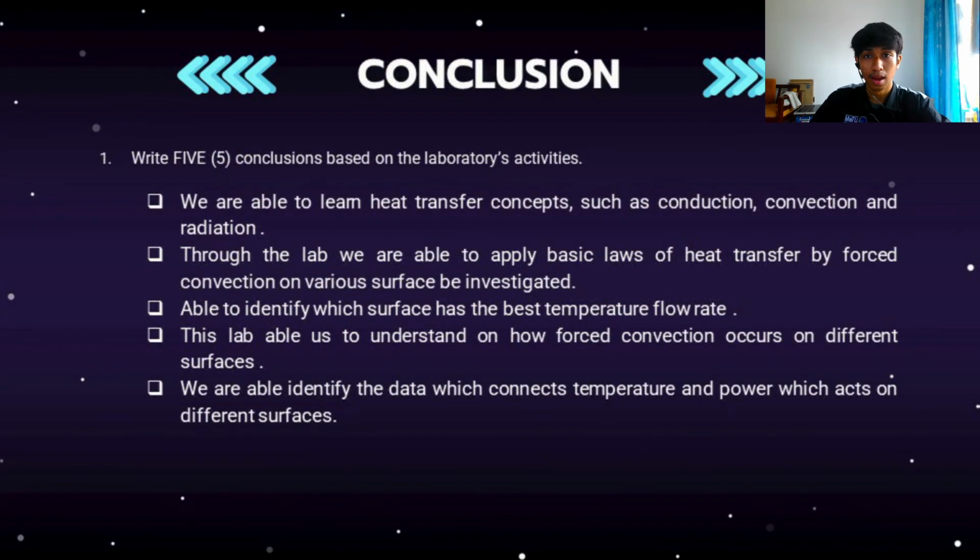So, conclusion. Based on this experiment, we are able to learn heat transfer concepts such as conduction, convection, and radiation. Through the lab, we are able to apply basic laws of heat transfer by investigating forced convection on various surfaces. Other than that, we are able to identify which surface has the best temperature flow rate, and this lab enables us to understand how forced convection occurs on different surfaces. And lastly, we are able to identify the data which connects temperature and power on different surfaces. That's all from us. Thank you.